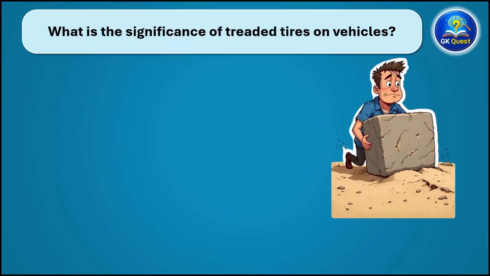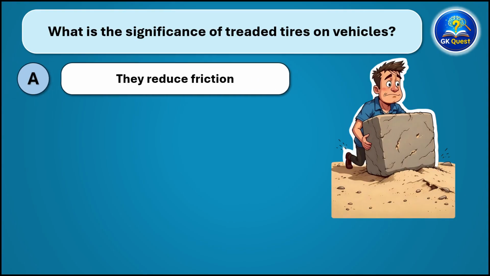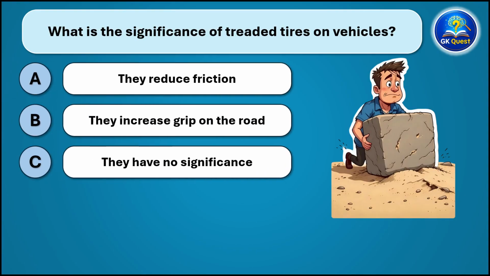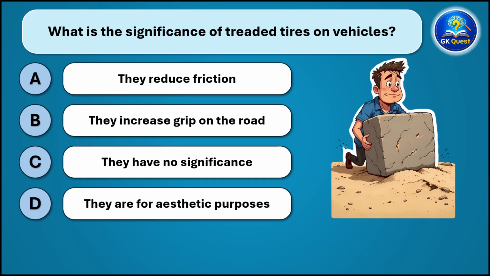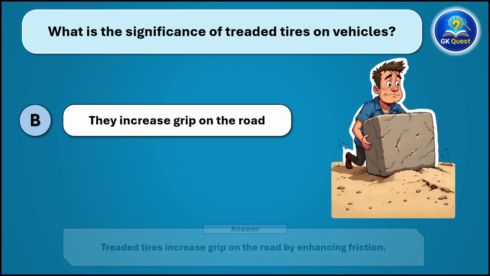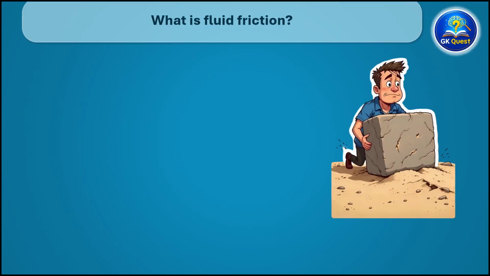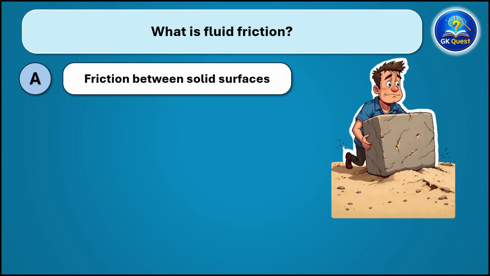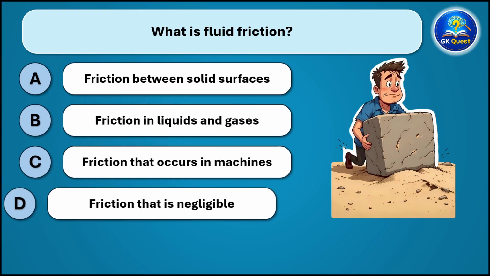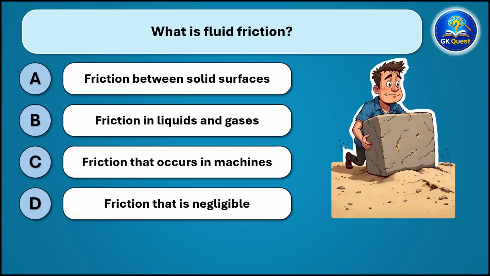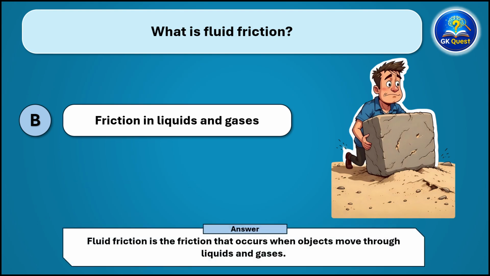What is the significance of treaded tires on vehicles? And the correct answer is treaded tires increase grip on the road by enhancing friction. What is fluid friction? And the correct answer is fluid friction is the friction that occurs when objects move through liquids and gases.